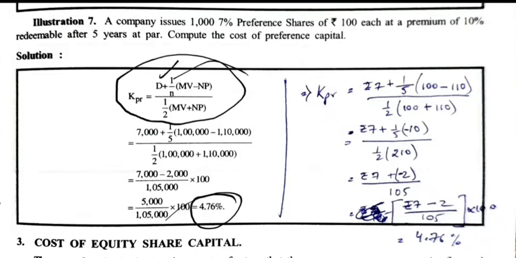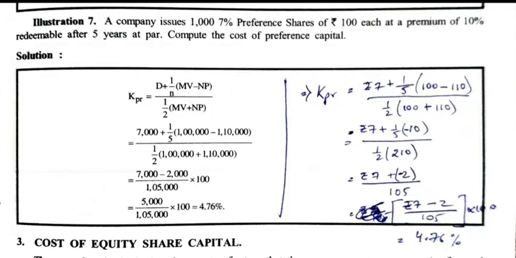So dividend we got 7000. I explained that 7% of rupees 100 is 7, but you have 1000 shares, so 7000. Then maturity value: you're paying at par, meaning 100 rupees for one share. For 1000 shares you'll be paying 100 into 1000, that is 1 lakh rupees. We are clear with that also. And net proceeds is face value plus premium, 110 rupees, and for 1000 shares it will be 1,10,000. Now, the way the book has solved it, I have explained.